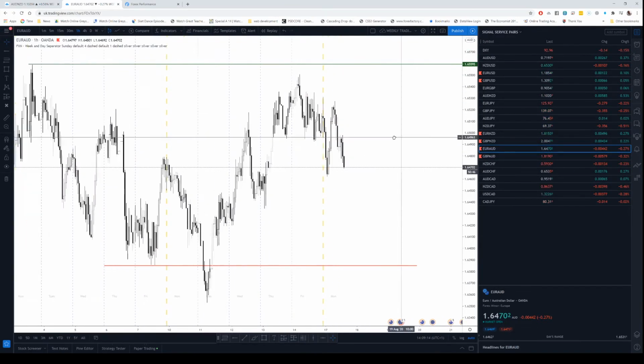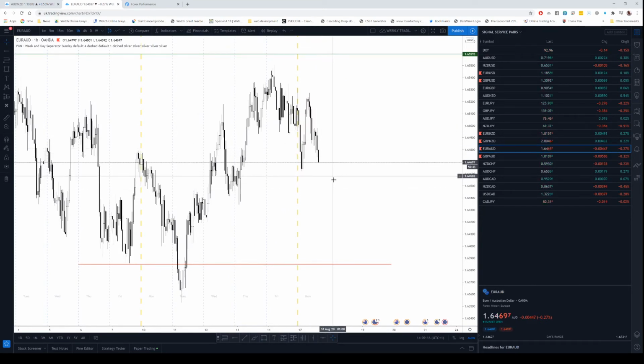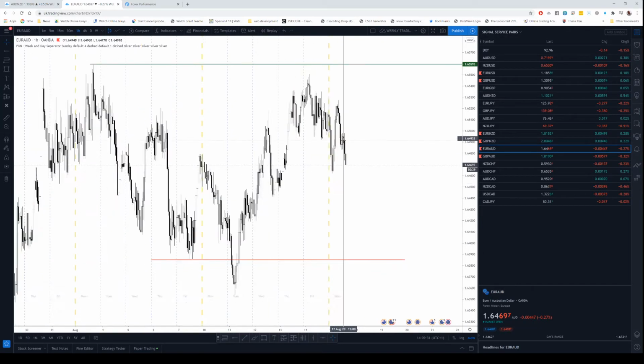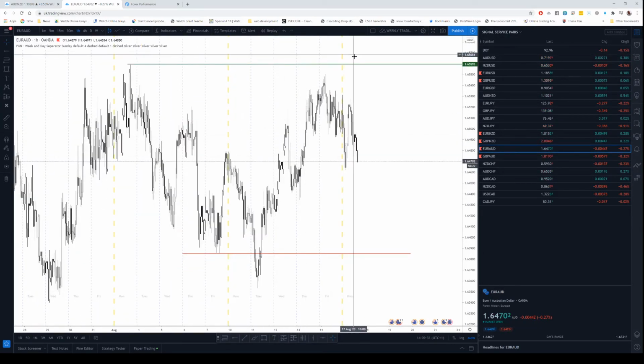Today is Monday. Tuesday might drop again, and then Wednesday might form the low of the week. If we do get that, then we will go long with the weekly, trying to seek higher prices.